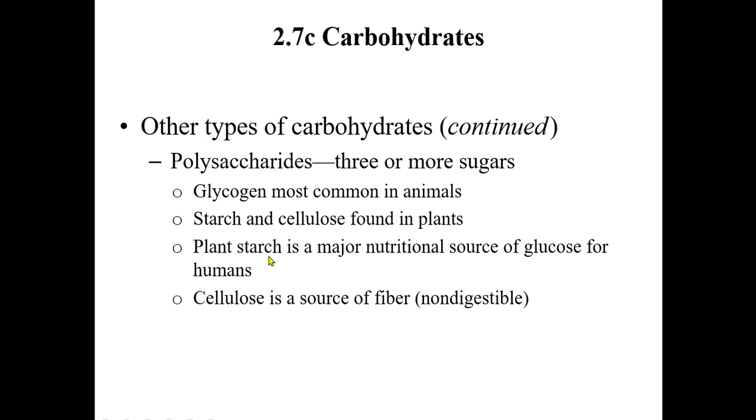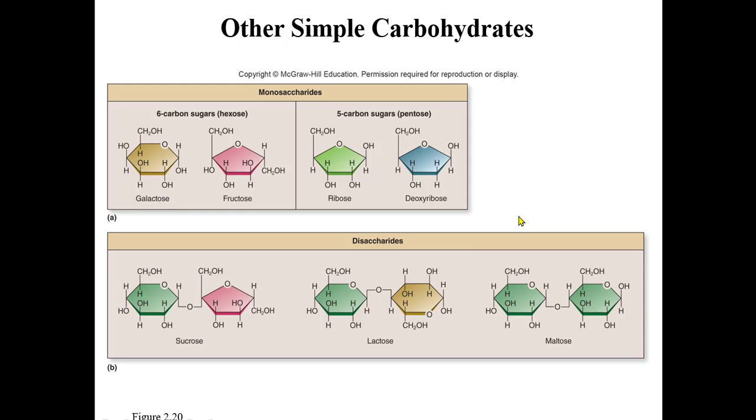So many of your crackers, for example, have starch in them, so you can break down the starch. But you can't break down cellulose because we don't have the enzymes to do that. So that's why cellulose and starch look similar. Starch we can break down as humans. Cellulose we can't. A cow can, but we can't.